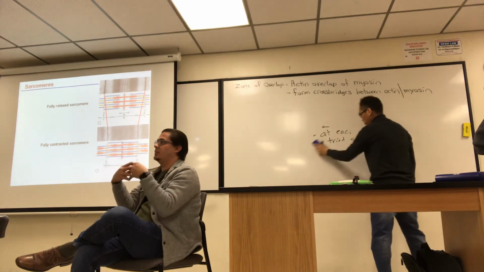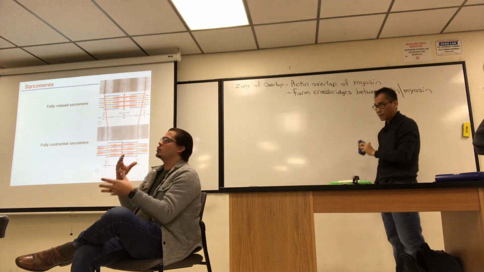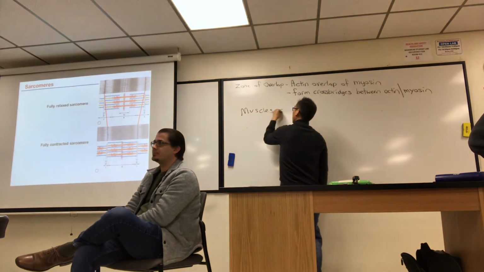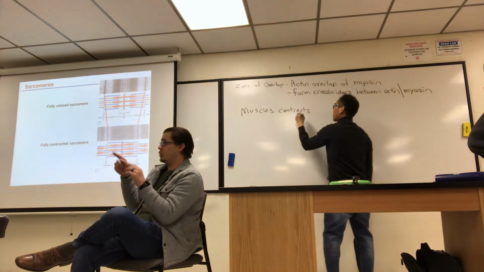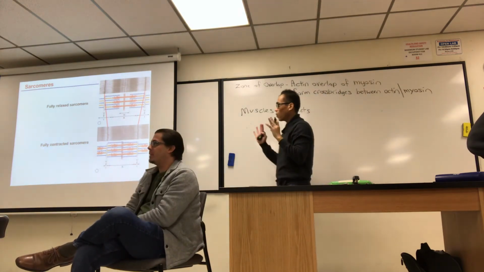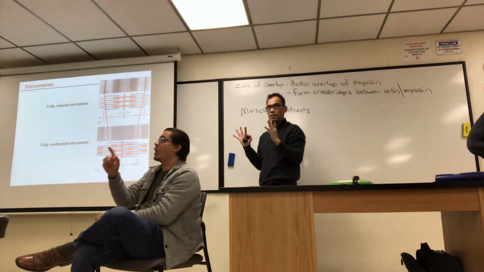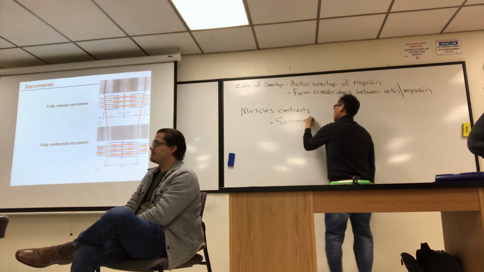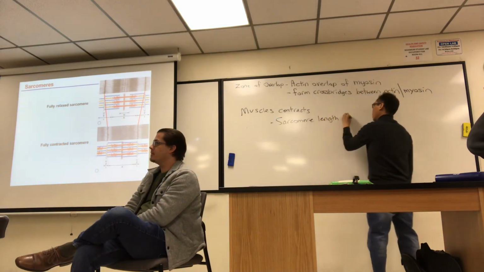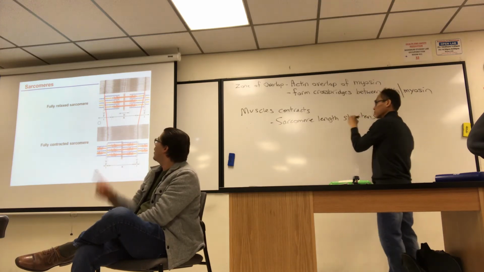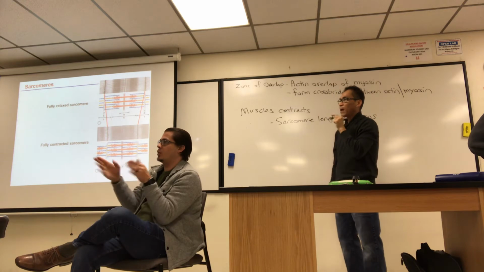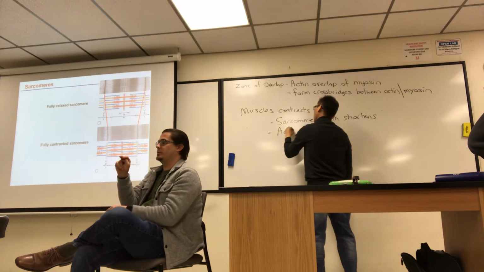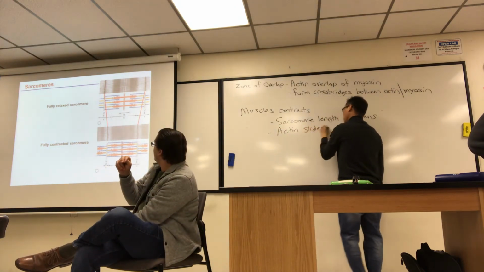Well, let's say the whole muscle contracts. What's happening at the smallest level? What's happening at the sarcomere level? What happens to the whole sarcomere length from Z to Z? It shortens, right? So that's one thing I'll say. Sarcomere length shortens. A stationary actin slides past stationary myosin. Actin slides past.